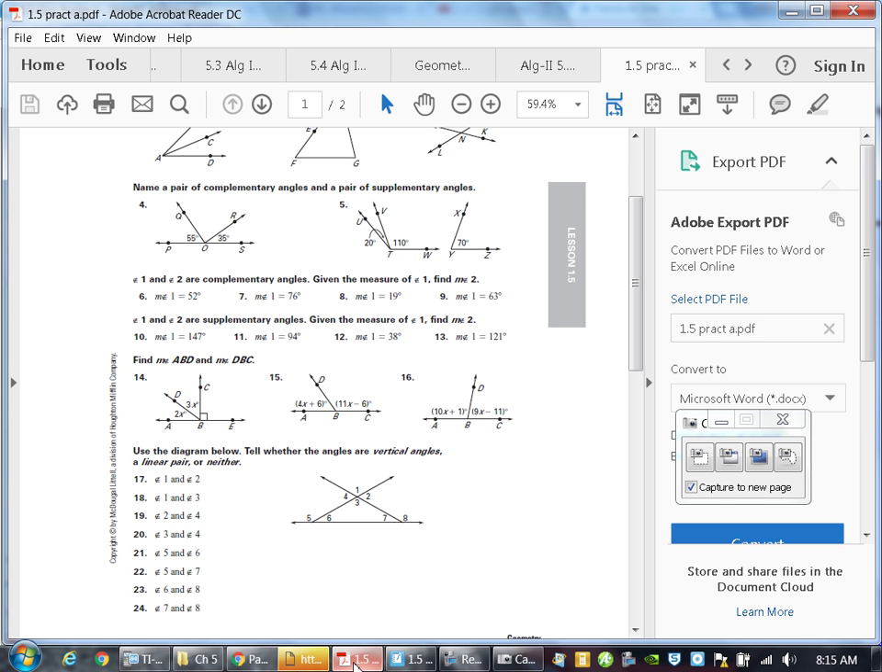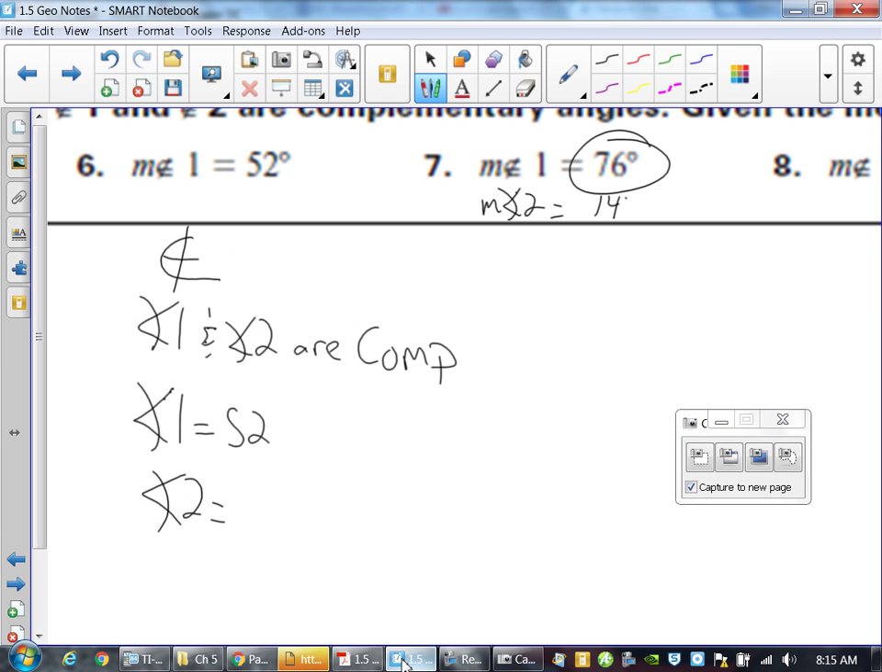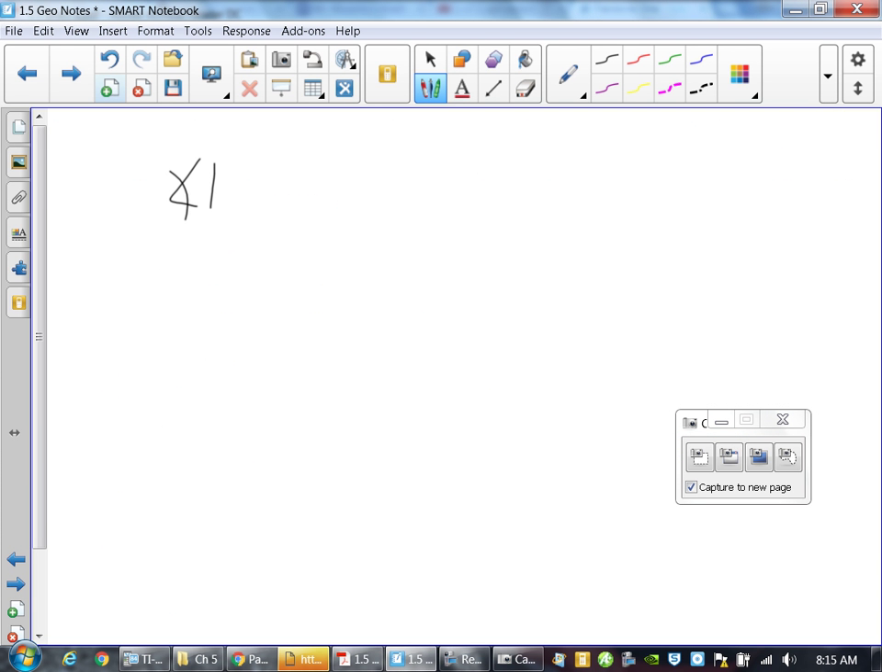What happens if they're supplementary? So if angle 1 is 121, what's angle 2 if they're supplementary? What would you do? 180 minus 121. And what do you get? 59. See how easy this is?